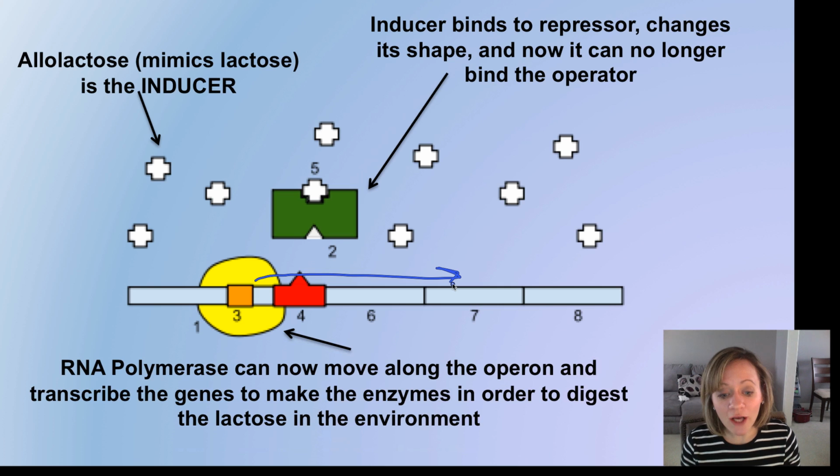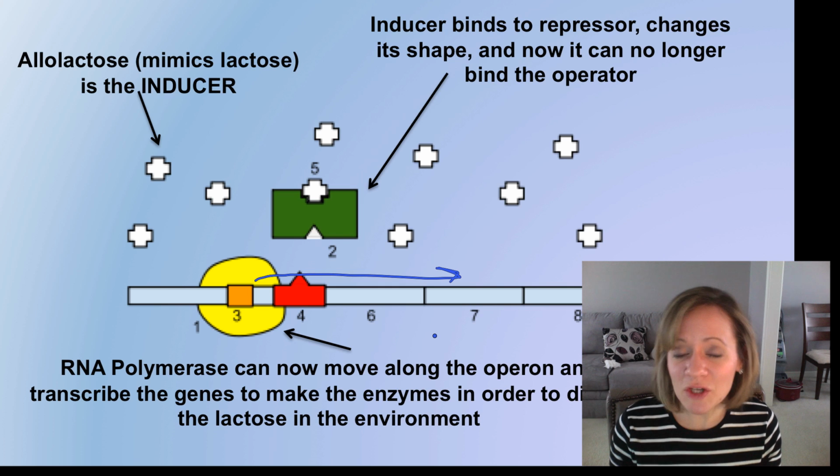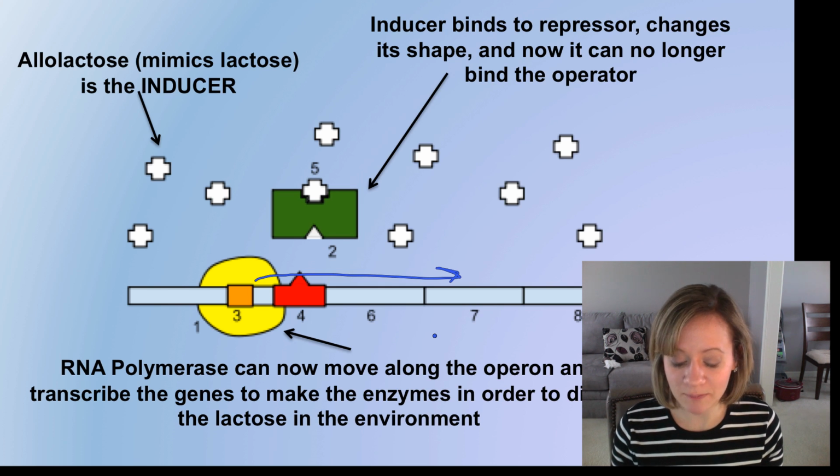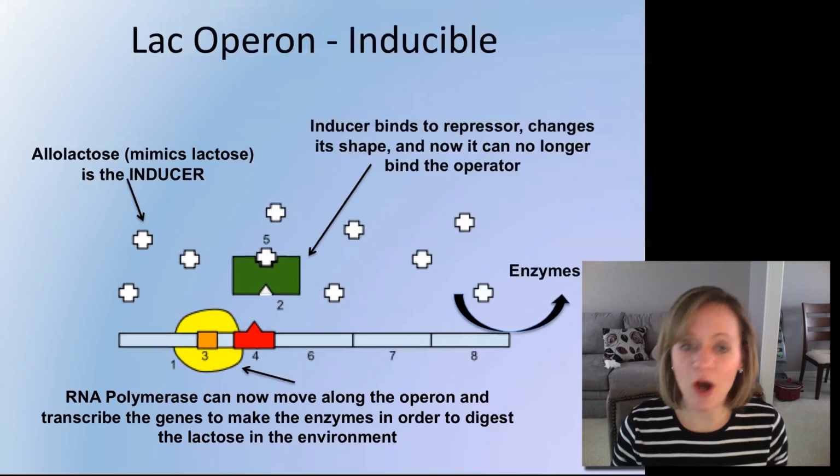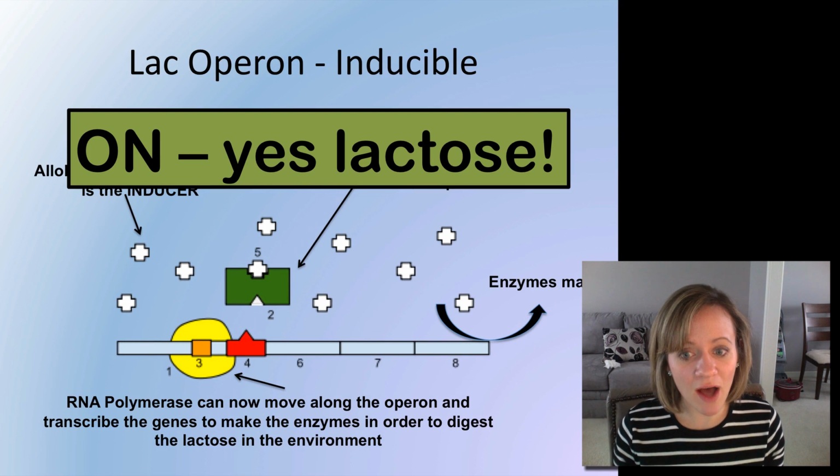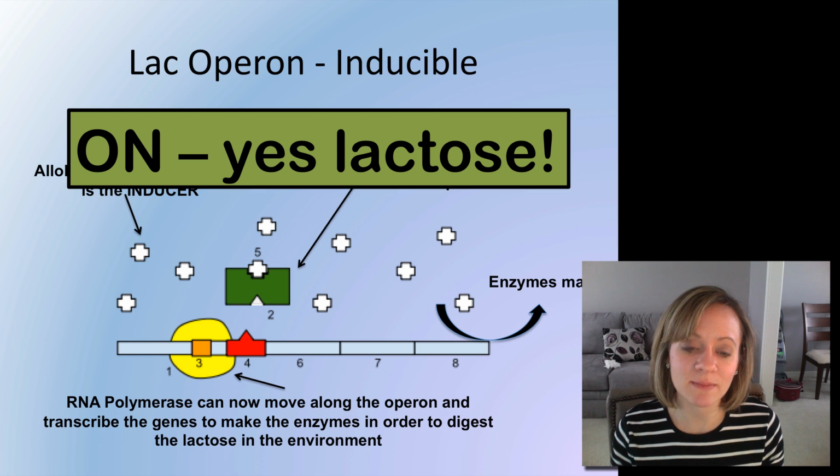So now it can move along, it can make the enzymes that need to digest the lactose. So the bacteria ingest the lactose, it needs the enzymes to digest it, so it better be able to make these enzymes. And that's just really the basis of an operon. The operon is going to be off when the bacteria doesn't need it, and it's going to be on when it does need it. So it's very dependent on the environment. All living systems, especially bacteria, respond instantaneously to their environment. So now it's on, there is lactose in the environment, the enzymes need to be made.